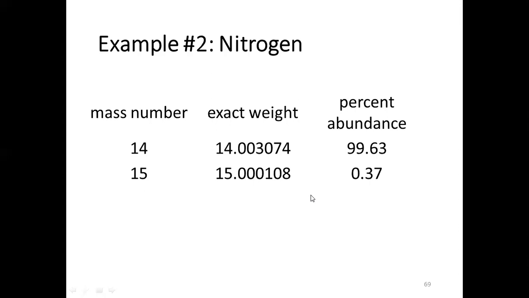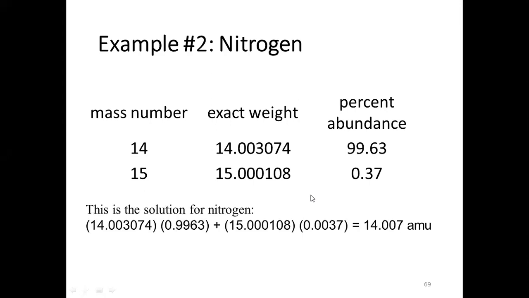So let me show you the answer. It may be 14.007. If you have put in other values over here, that is correct. So this is the way: 14.003074 multiplied by, you have to divide by 100, so this will be 0.9963, plus again this value multiplied by, divided by 100, which will be 0.0037, and when you sum up, that will be 14.007, and so on. You have done this correctly.